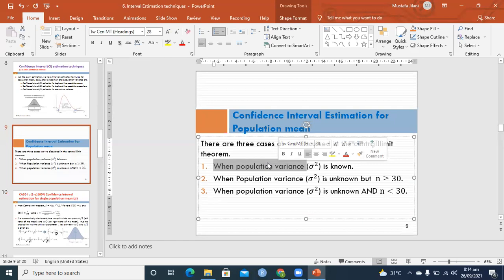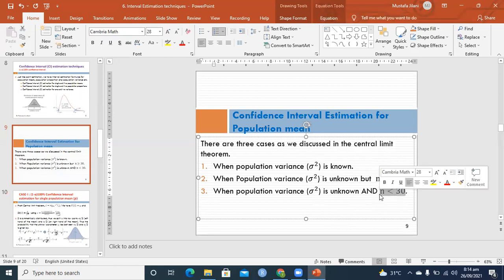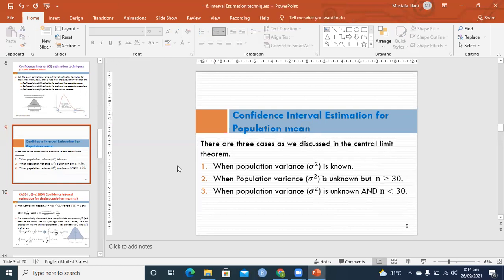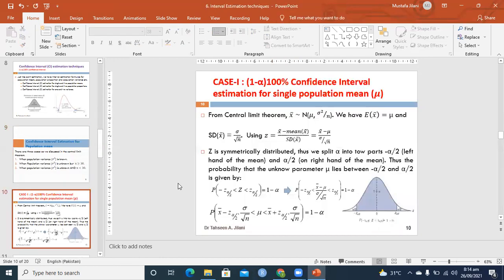Number two, if sigma square is unknown but your sample size is larger than 30, then again you can use the Z distribution. But if the population variance is not known and the sample size is smaller than 30, like 10, 15, 20, then we use the T distribution. Following this concept that we developed in the last class, we have one proof for the first confidence interval that will show how to derive it.